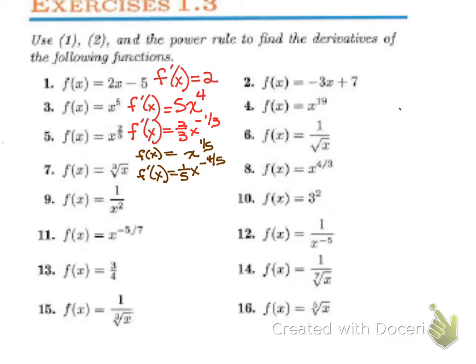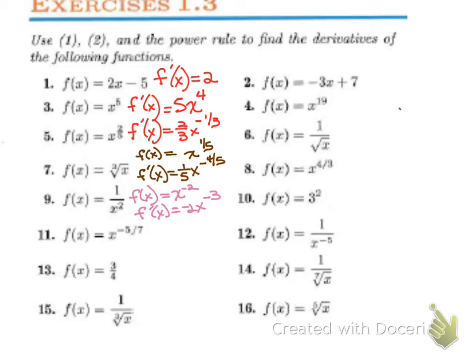Okay, for number 9, the first thing you're going to do is bring that denominator up, and when you do that, you get f of x equals x to the negative 2. Now take your derivative. F prime of x equals negative 2x to the negative 3. Okay, the next one is x to the negative 5/7.